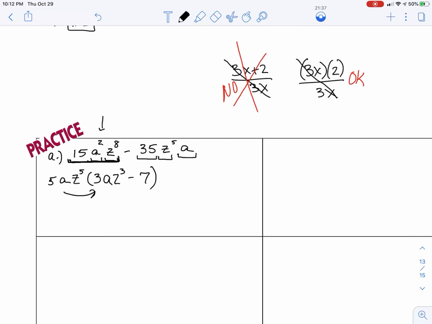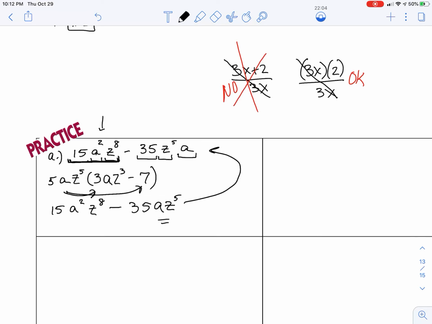And there is our answer. Now I can redistribute this, and it's a good idea to do that just to check yourself to make sure you've done it correctly. So I would have 15a squared z to the 8th minus 35az to the 5th. And is that back to our original problem? Yes, it is. It's in a little bit different order there, but it still comes right.